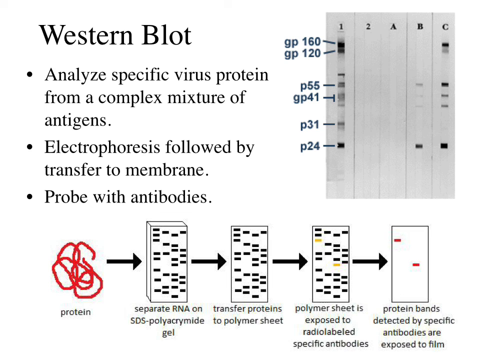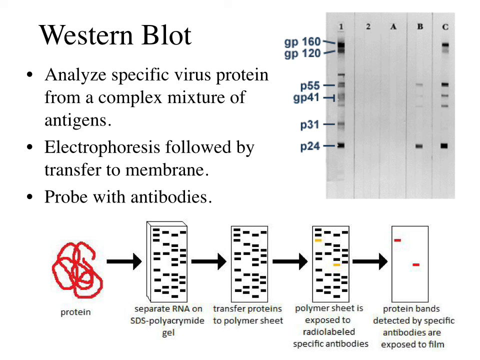In this particular example, if we look down lane 1, GP 160 is a viral envelope precursor. GP 120 is the viral envelope protein. GP 24 is viral core protein. And P31 is the reverse transcriptase. So this is your positive control here, and this shows you the kinds of proteins that you would see when you have an HIV infection.